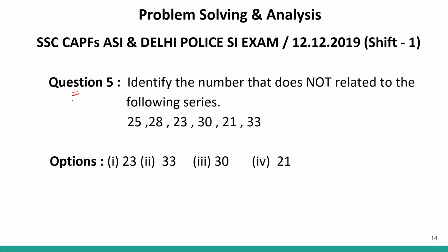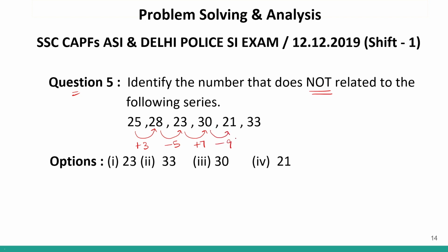Okay, question number 5, a question on number series. Now we have to find the term that is not related, that does not follow the same pattern as the other terms. So very clearly 25 to 28 is what? It is plus 3. 28 to 23 is minus 5. I can see a pattern. 23 to 30 will be plus 7. 30 to 21 will be minus 9.